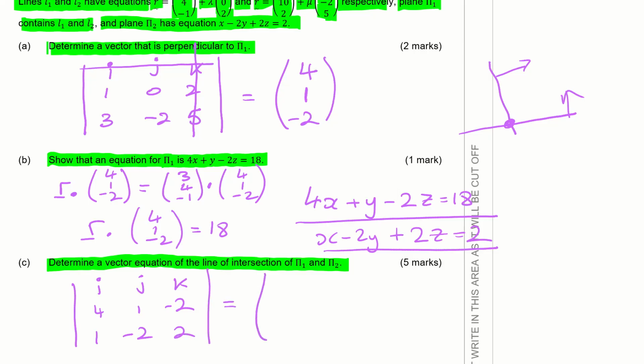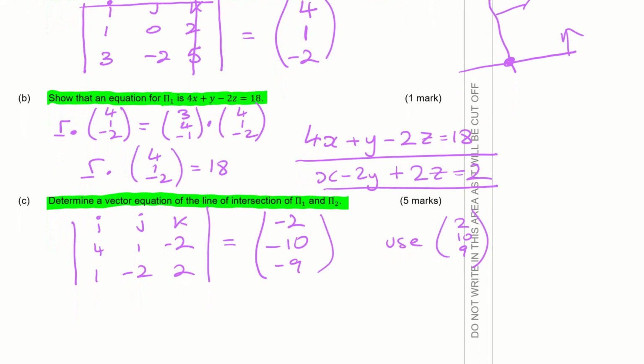And same thing again, covering up the i's gives us 2, take away 4, negative 2. Covering up the j's gives us 8, take away negative 2, so that would be 10, but we take the negative on that one. And then covering up the k's would give me negative 8, take away 1, negative 9. So I'm actually going to just not use those negatives and use (2, 10, 9). So that would be the direction of the line.